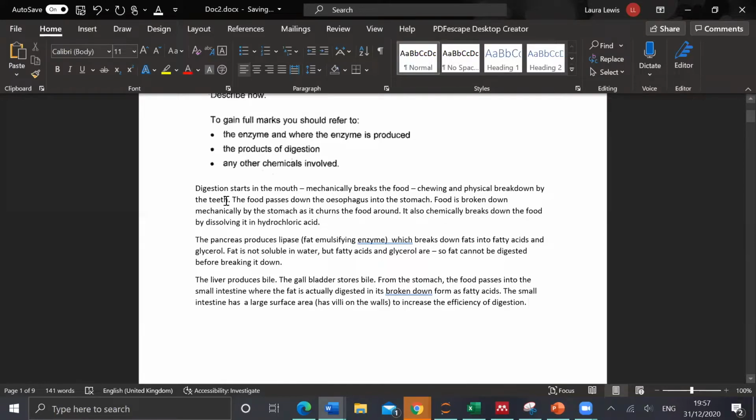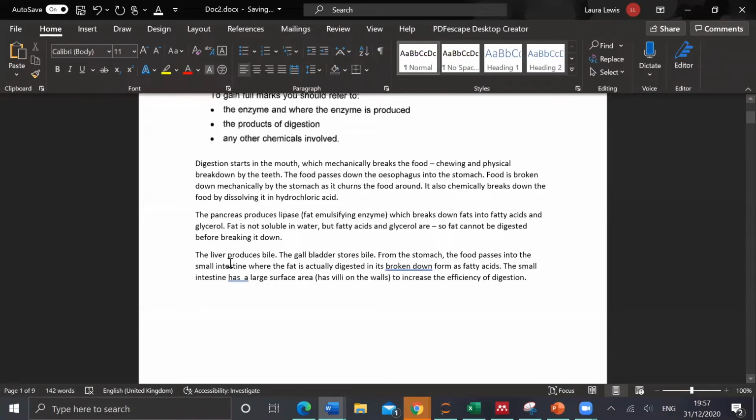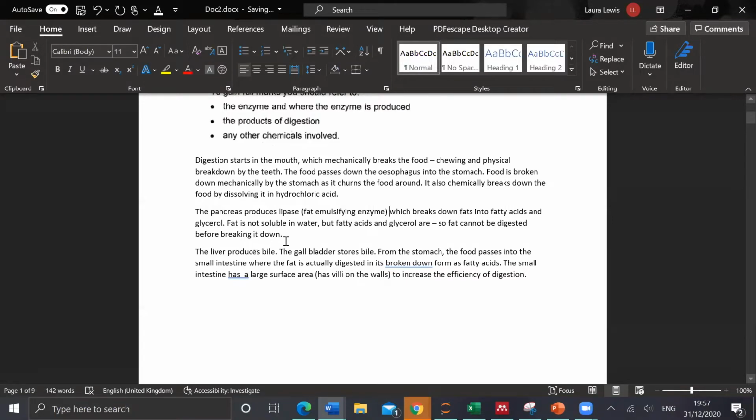So digestion starts in the mouth, which mechanically breaks down the food, chewing and physical breakdown by the teeth. The food passes down the esophagus into the stomach. Food is broken down mechanically by the stomach as it churns the food around. It also chemically breaks down the food by dissolving in hydrochloric acid. The pancreas produces lipase, a fat-digesting enzyme, which breaks down fats into fatty acids and glycerol. Fat is not soluble in water, but fatty acids and glycerol are. So fat cannot be digested before breaking it down. The liver produces bile, the gallbladder stores bile.